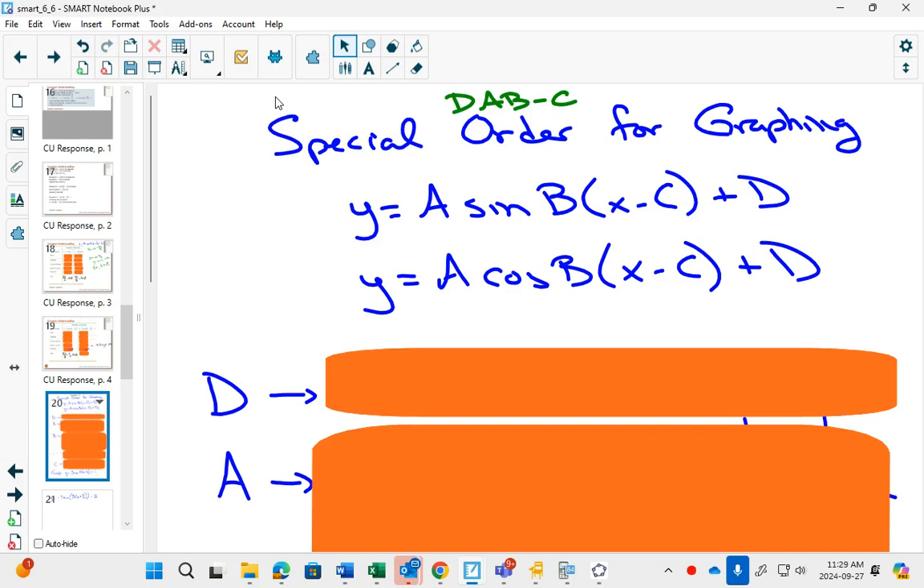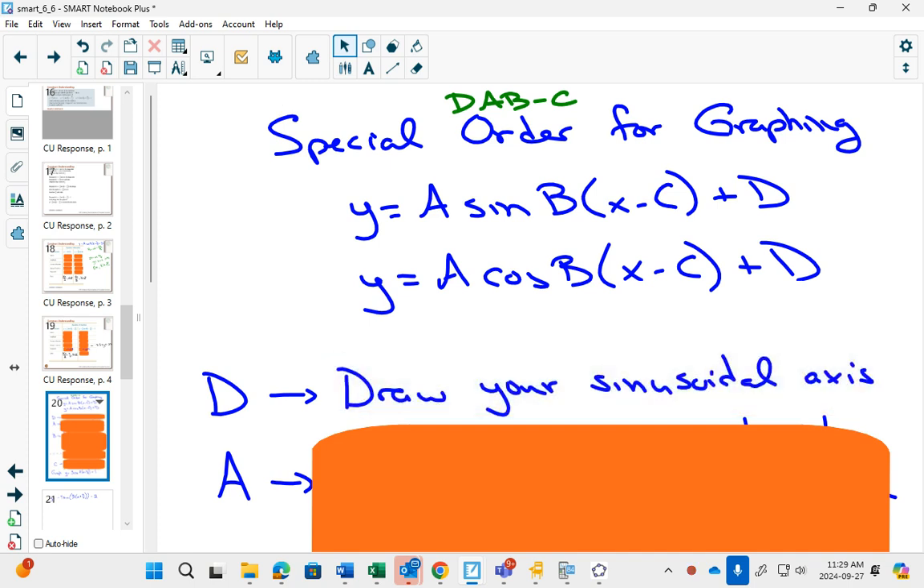For the shortcut, we're going to start with the D value, then the A value, then the B value, then the dash, then the C. So everything in the name is important, including the dash. So what does this mean? If you look at an equation, the first thing you're going to look at is the D value. The D value shortcut is it's the center line. So the first thing you're going to draw is your center line or sinusoidal axis.